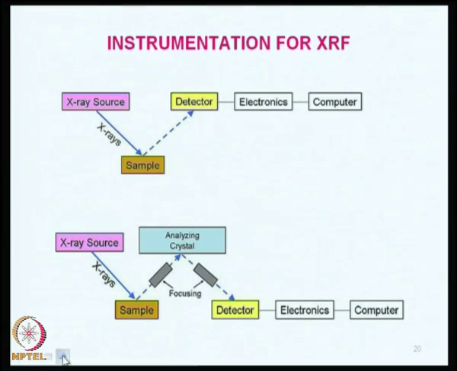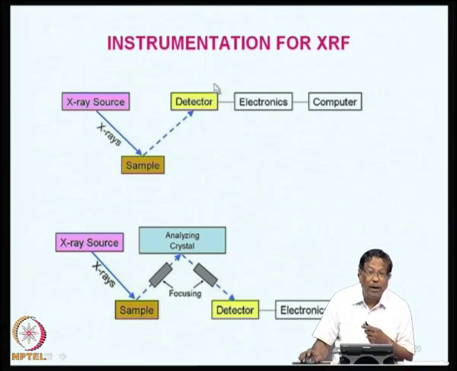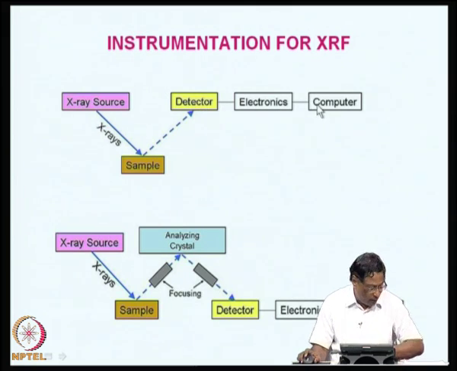So, there are two types of X-ray fluorescence spectrometers. One is where you monitor the wavelength of the dispersed X-rays, or you can monitor the energy of the X-rays. The important instrument components of an XRF are shown here. Here is an X-ray source, the X-rays fall on the sample, and then you have a detector followed by electronics and the computer.